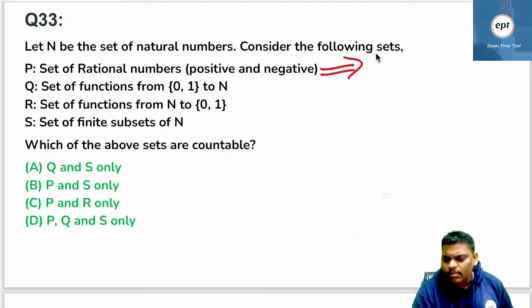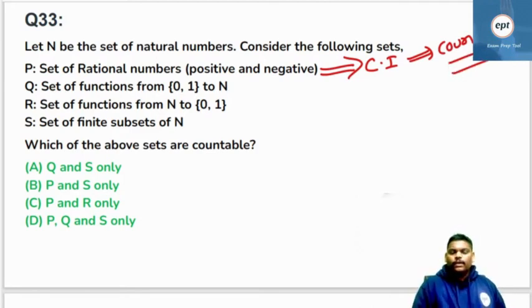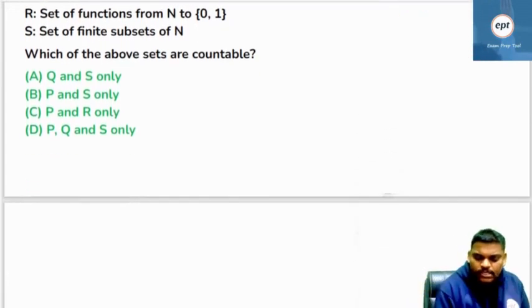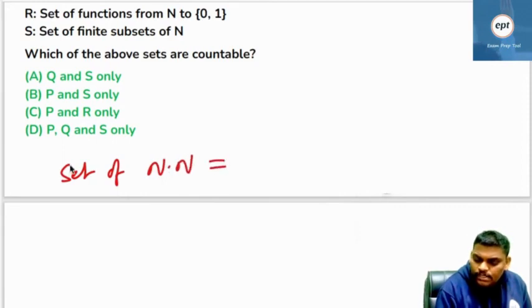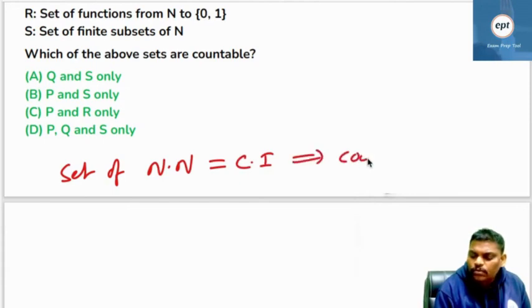Everyone knows the set of rational numbers is countably infinite. The set of real numbers is not countably infinite, but the set of rational numbers is countably infinite. Countably infinite means countable. I will write that also. The set of natural numbers is countably infinite, which means countable.